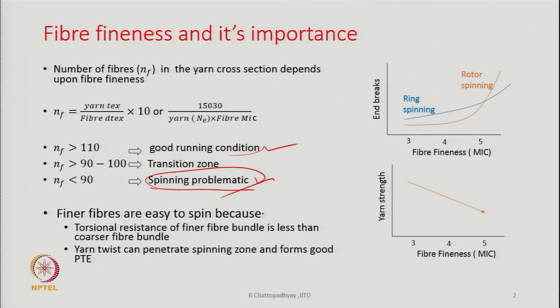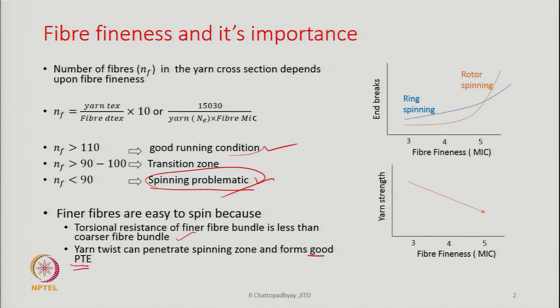Finer fiber is easy to spin, because torsion resistance of the fiber bundle is less in comparison to coarser fiber bundle. The torsional resistance or torsional rigidity is dependent on the diameter of the fiber. So, finer fiber means their torsional rigidities are less, and therefore, it should be easy to twist. Yarn twist can penetrate the spinning zone and forms very good PTE.